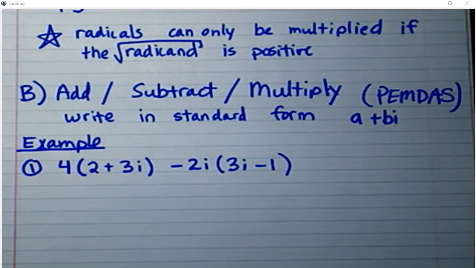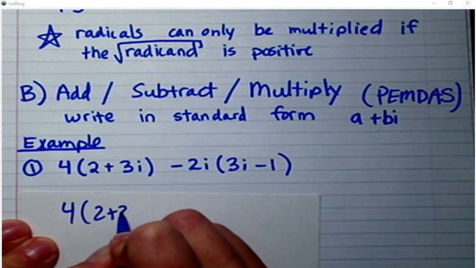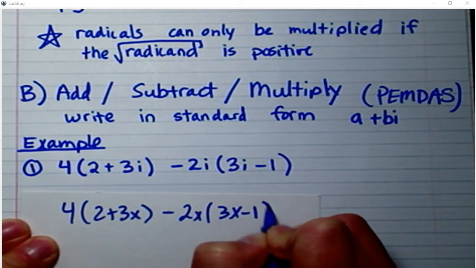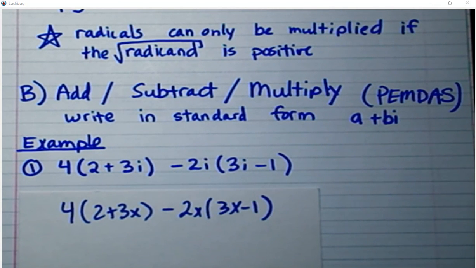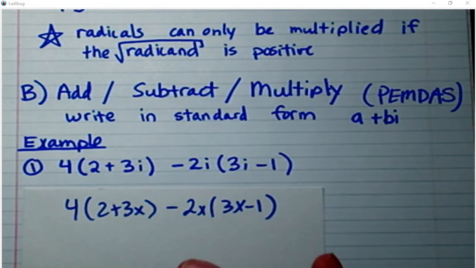Now, what if I said this? 2 plus 3x minus 2x, 3x. And I said, simplify and combine your like terms. Feel okay? Same statement, guys. i is like x. It's just a letter. I like this. That makes it so much easier. It is. Okay. i is just like an x.